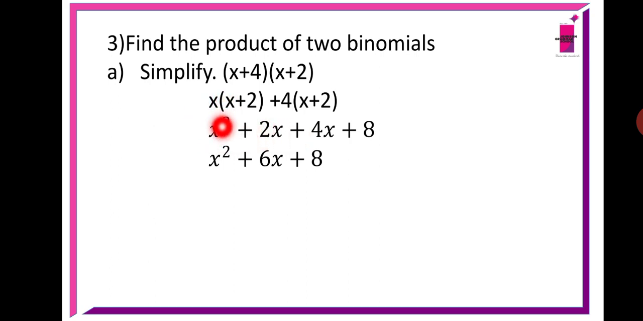Now x into x is x square, and x into minus 2 is minus 2x, 4 into x is 4x, and 4 into minus 2 is minus 8. So after simplifying you will get x squared plus 2x minus 8.